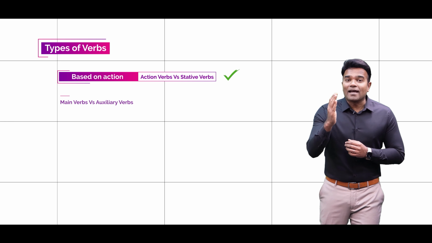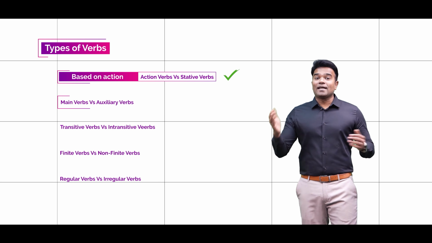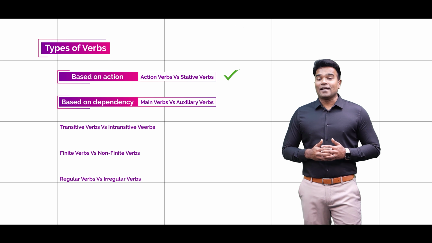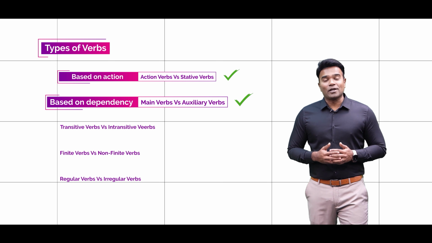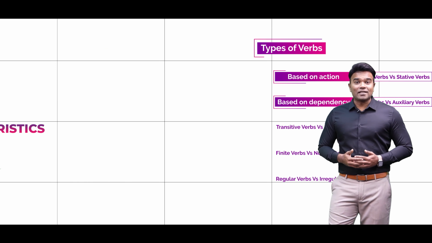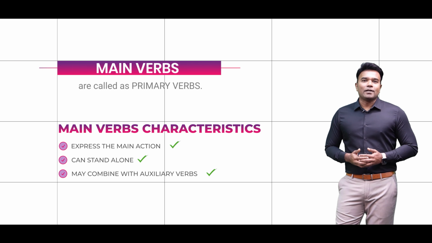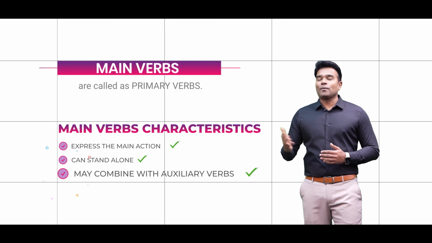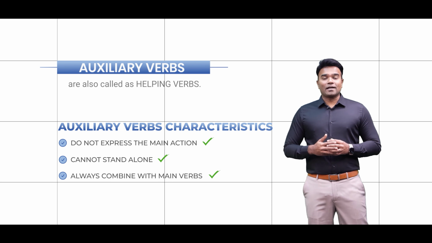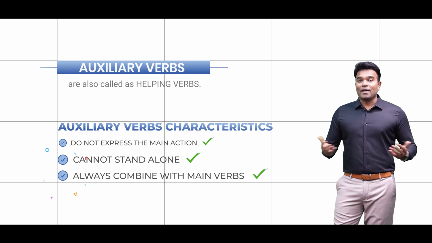And through all of this, I am sure you have been able to understand the second categorization, which was based on the dependency, that we had categorized the verbs as main verbs and auxiliary verbs. This categorization was based on dependency because the main verb does not have the dependency on the auxiliary verb. It can exist independently. But the auxiliary verb definitely has the dependency on the main verb.